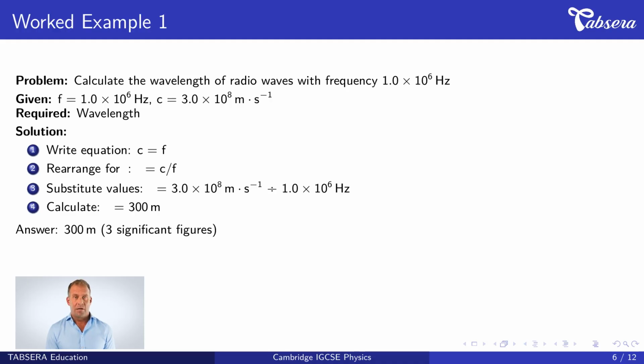Step 1. Write the equation. We use the wave equation, which is c equals f lambda. Step 2. Rearrange for lambda. Lambda equals c divided by f. Step 3. Substitute the values. Lambda equals 3.0 times 10 to the power 8 meters per second divided by 1.0 times 10 to the power 6 Hz. Step 4. Calculate. Lambda equals 300 meters to 3 significant figures.